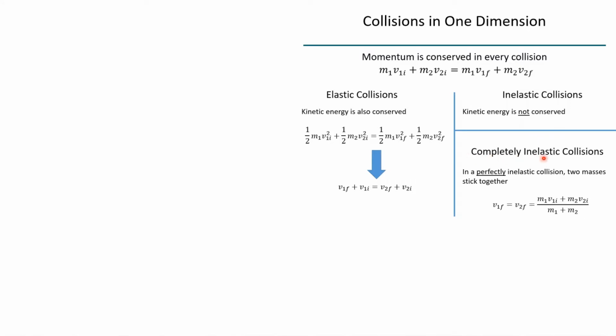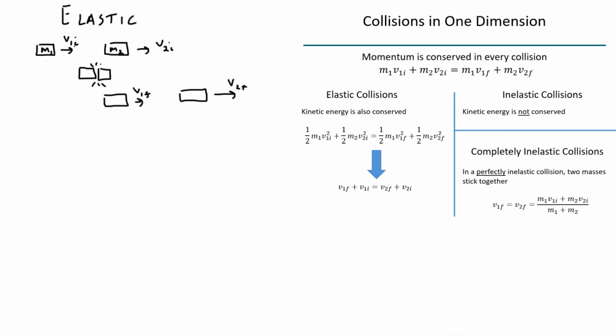And there's a special kind of inelastic collision called a completely inelastic collision, where the objects stick together. Two masses collide and stick together. This is the most inelastic type of collision. We call it completely inelastic or perfectly inelastic. And here we end up getting a really nice simple result for the final velocity of the two objects. Okay, so I'm going to go through this special case of elastic collisions, and then I'm going to go through this special case of completely inelastic collisions.